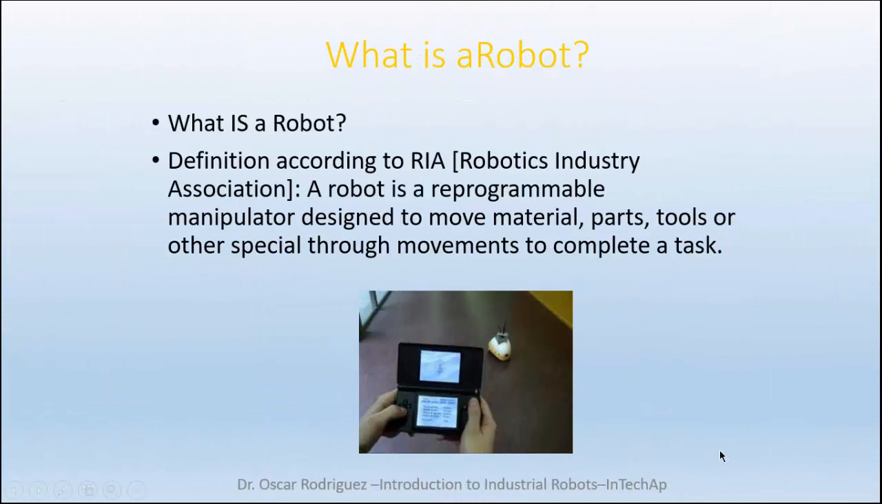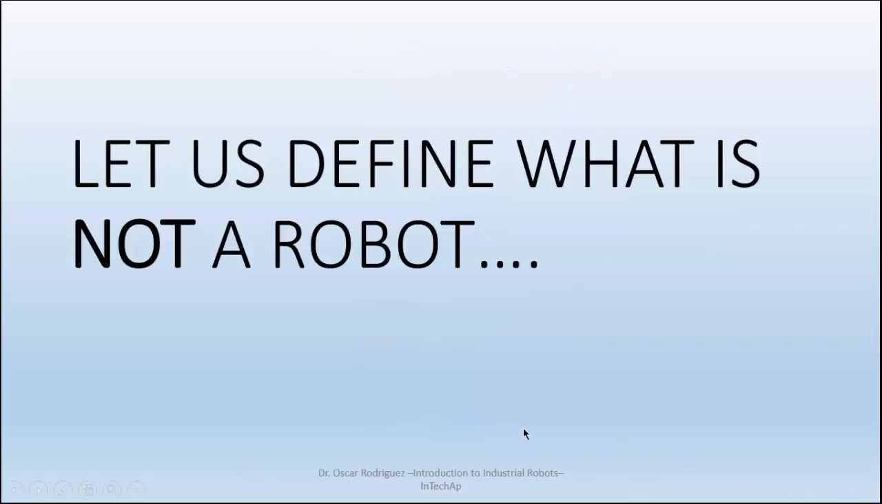Here's another one, and this is the definition adopted by the Robotics Industry Association in the US and Canada. They define a robot as a reprogrammable manipulator designed to move material, parts, tools, or other special devices through movements to complete a task. That's a pretty nicely technical, elaborate definition, not too far from the previous one, but this is what the Robotics Industry Association uses to define what a robot is. So we have defined what a robot is, and in the next part, we're going to look at what a robot is not.